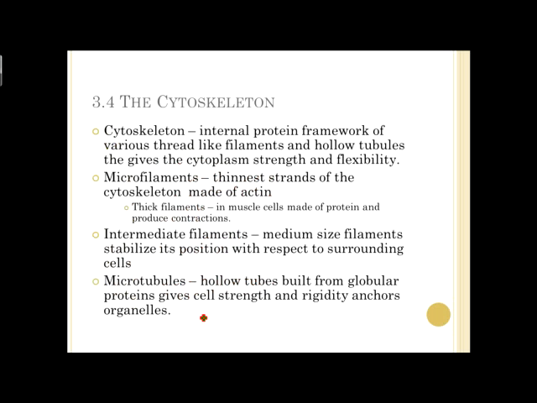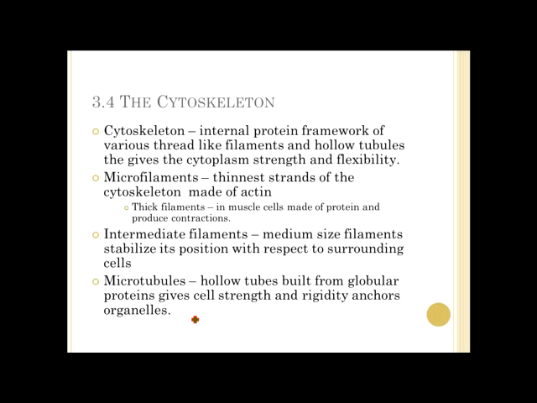Cytoskeleton. Cytoskeleton is an internal protein framework of various thread-like filaments and hollow tubes that gives the cytoplasm strength and flexibility. Microfilaments, which are the thinnest strands of the cytoskeleton, and they're made of actin. Thick filaments in muscle cells made of protein and produce contraction. So whenever we talk about muscle cells in the following chapters, we're going to see something that has a thick filament and a thin filament.